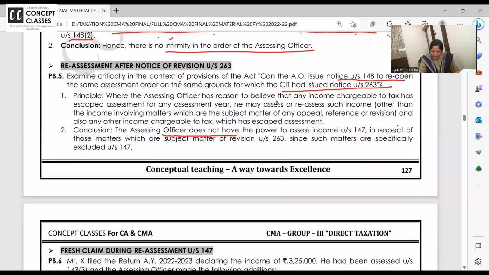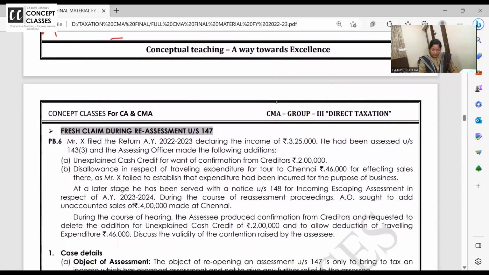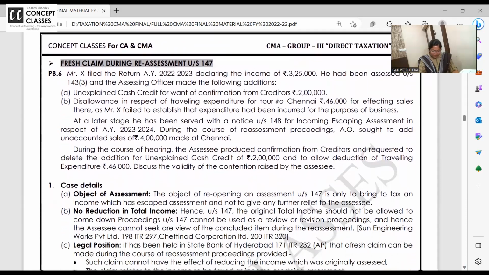AO does not have the power to assess income under 147 for matters which are going for revision above. कोई power नहीं है AO. ठीक है, चलो next.